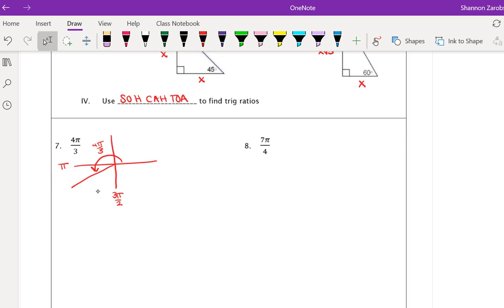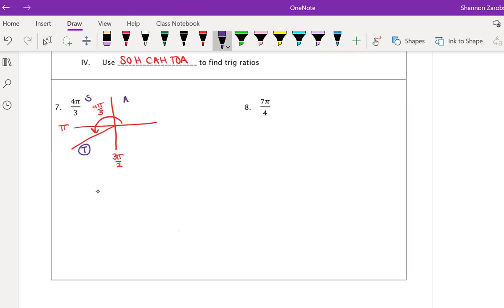Quadrant 3 tells me all students take, so T is our focus. So tangent is going to be my two positives. Tangent theta and cotangent theta are going to be my two positive ratios. Everything else is going to be negative.